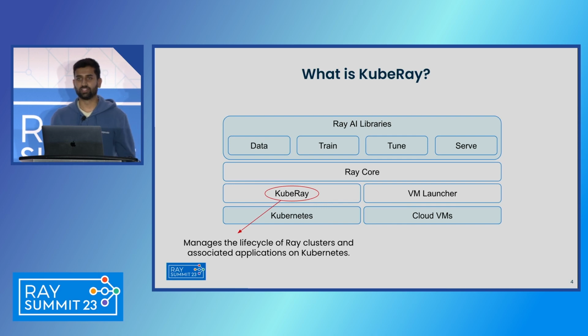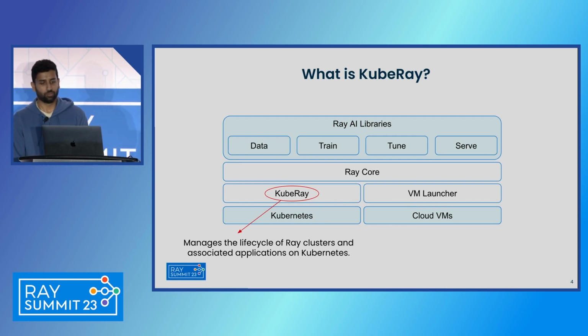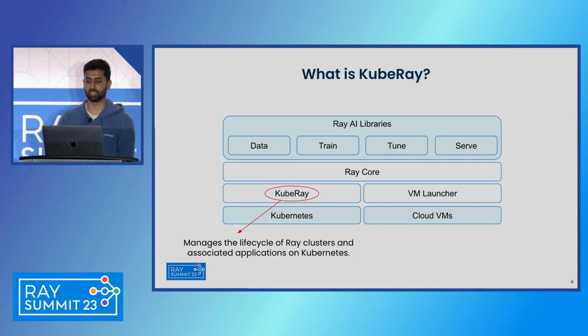So what exactly is KubeRay? KubeRay is a Kubernetes operator that manages the entire lifecycle of Ray clusters and their associated applications on Kubernetes. To paraphrase the Kubernetes docs, operators are software extensions to Kubernetes that make use of custom resources to manage applications and their components. In this case, Ray clusters, Ray jobs, and Ray services. And I'll talk more about those later.